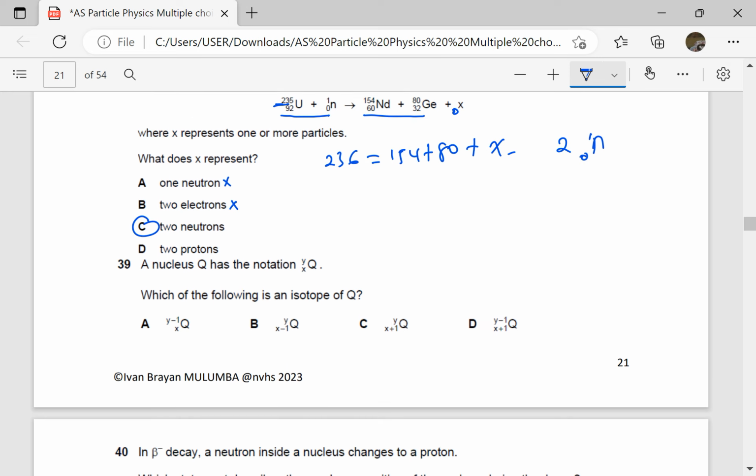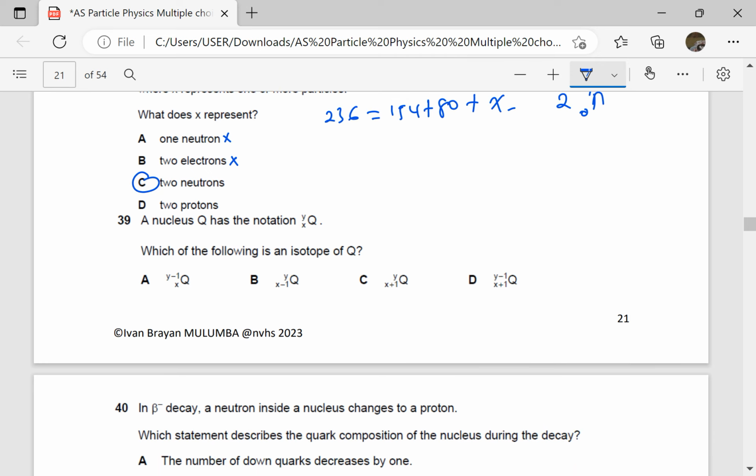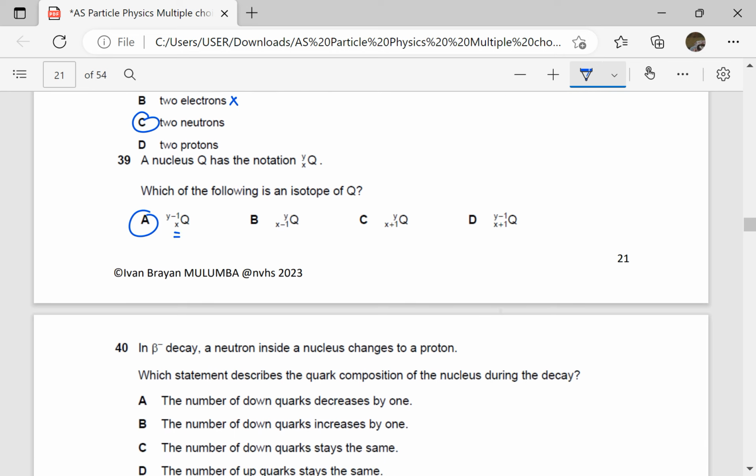A nucleus Q has the notation QYX. Which of the following is an isotope of Q? Same proton number. So the answer is automatically A. Same proton number, that is an isotope.